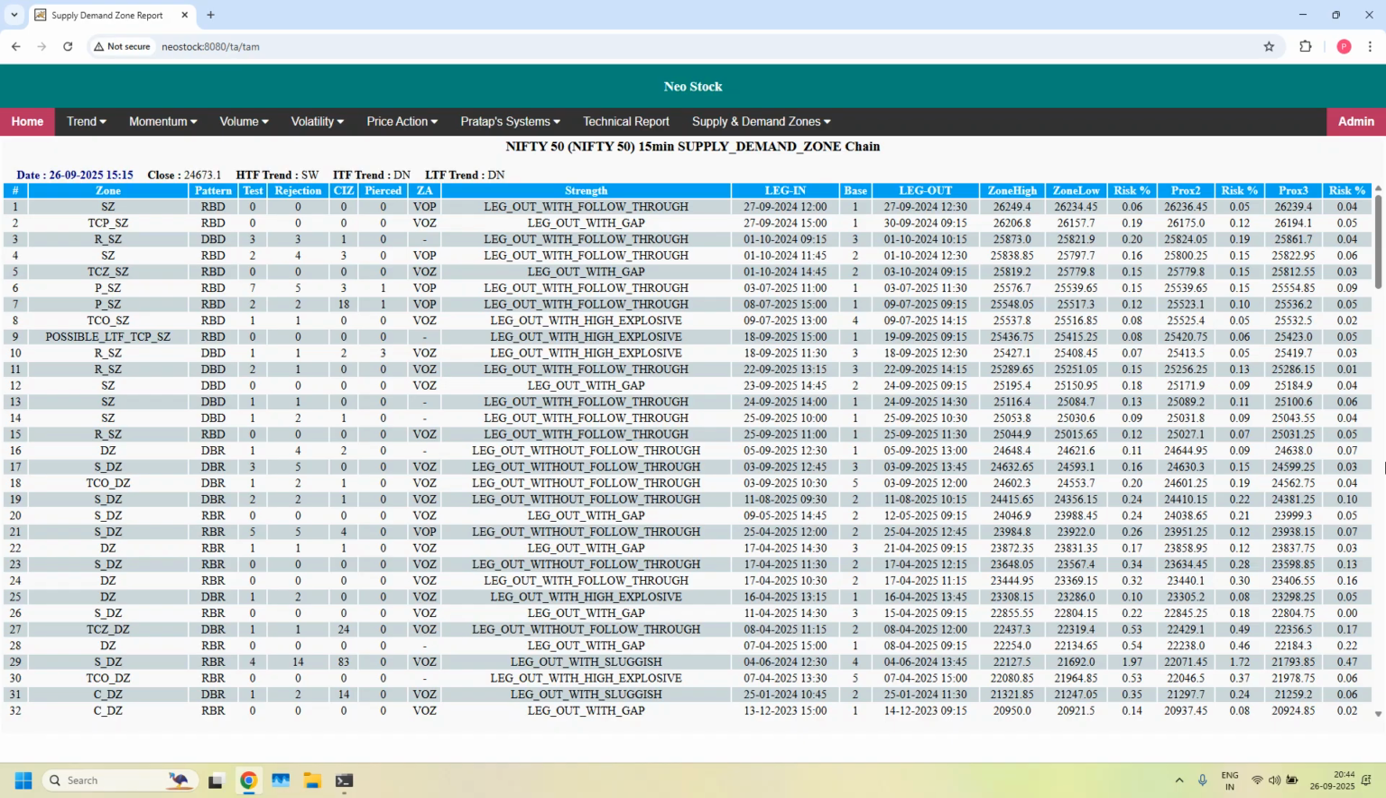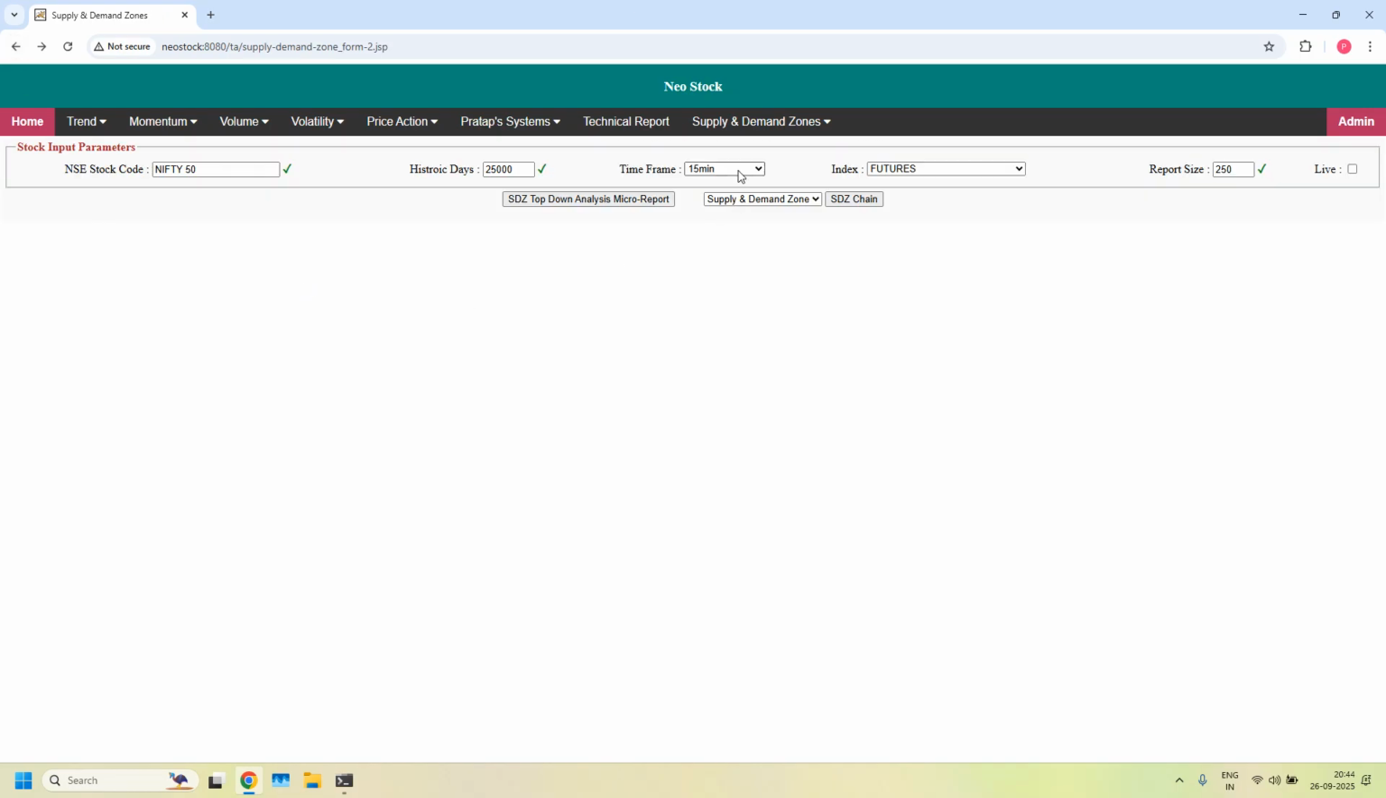And the nearest demand zone for the current closing price is serial number 16. Okay, good. It is in the center of this report. Okay, next, generating 5 minutes supply demand zone chain for NIFTY.